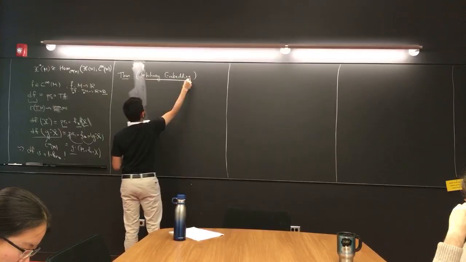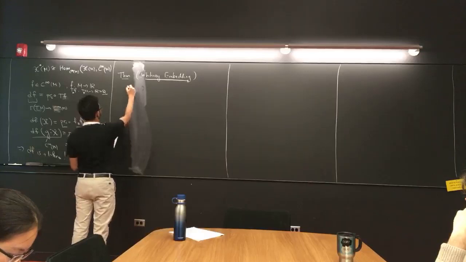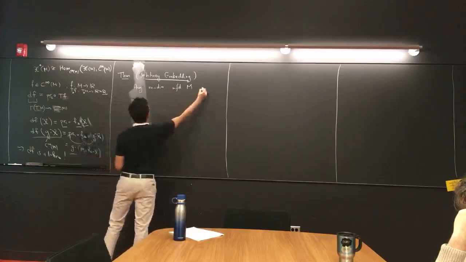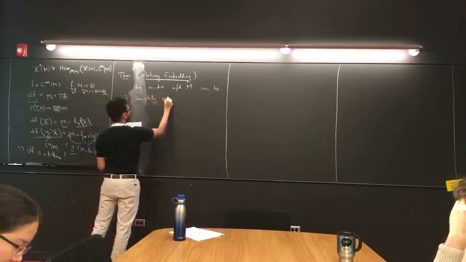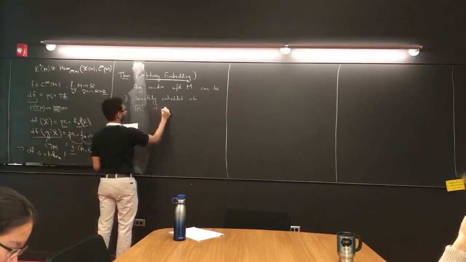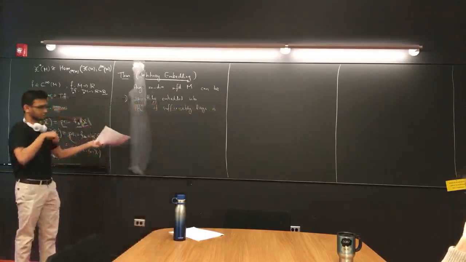And the statement, well, there's a bunch of statements regarding the Whitney embedding theorem that are consecutively stronger. The weakest version is that, say, you have any m-dimensional smooth manifold, capital M, and it can be, in the weakest version of Whitney embedding, smoothly embedded into a Euclidean space Rn of sufficiently large n.